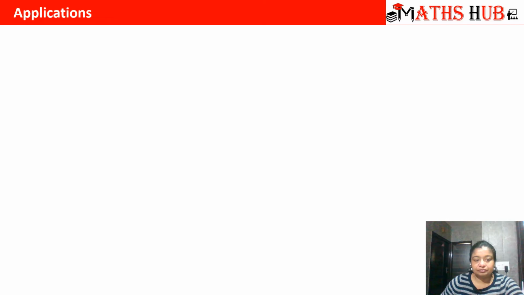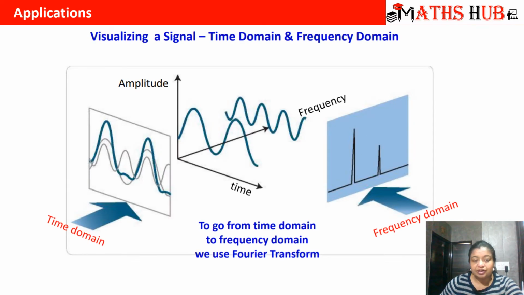Now you can see the applications here. This is the waveform in the time domain. When we apply the mathematical tool, that is the Fourier transform, this waveform in the time domain gets converted to a waveform in the frequency domain. Now you might be wondering where these can be used. They can be used in image recognition, in speech recognition, right? Everywhere where we have to study signals, we can use these mathematical tools. It helps you to visualize the signal between the time domain and the frequency domain.